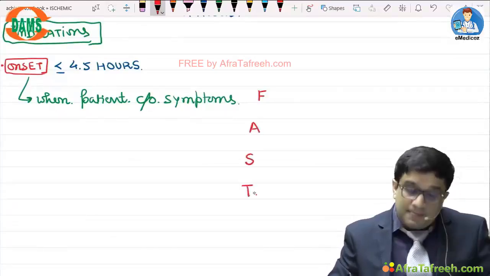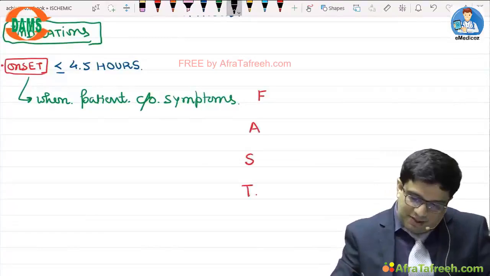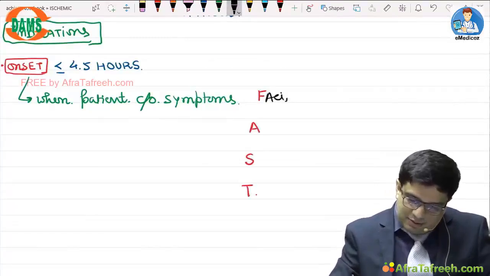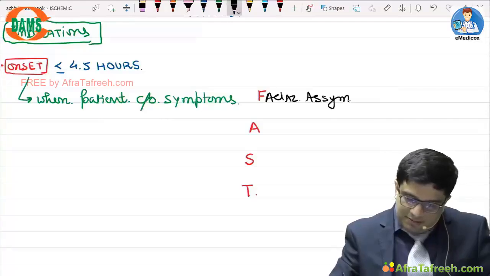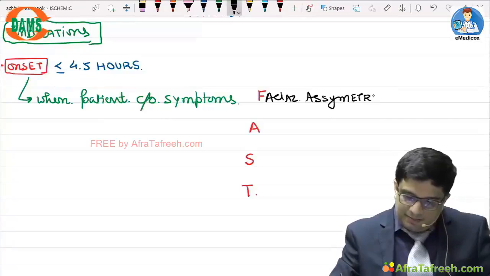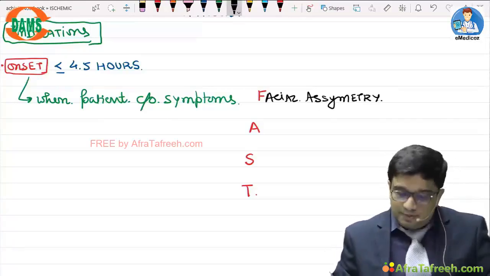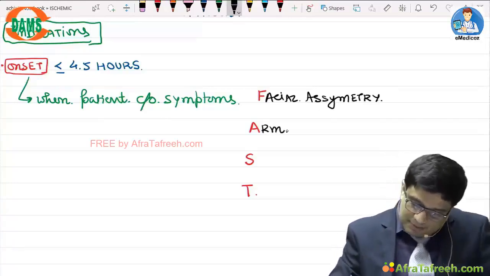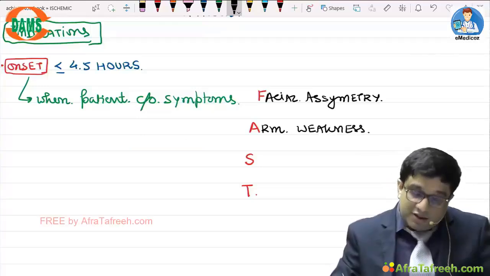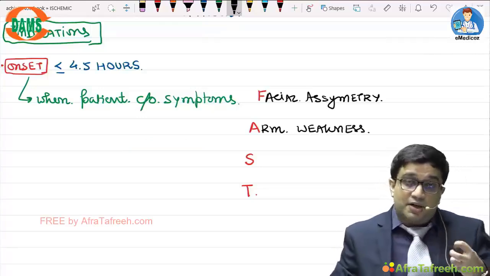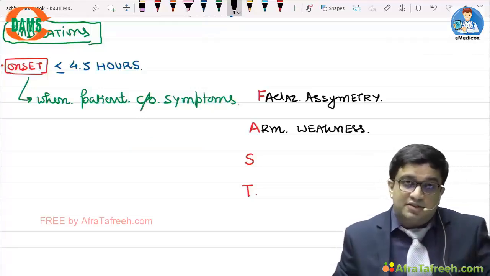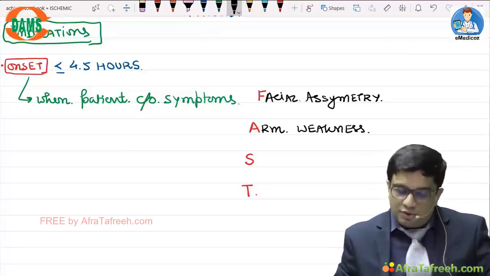F-A-S-T. Yes, F stands for facial asymmetry. That means my patient has some kind of facial deviation, then I think he has a stroke. A is arm weakness. So the patient has difficulty moving the hand, the upper limb completely, which is again considered a very important symptom of stroke.